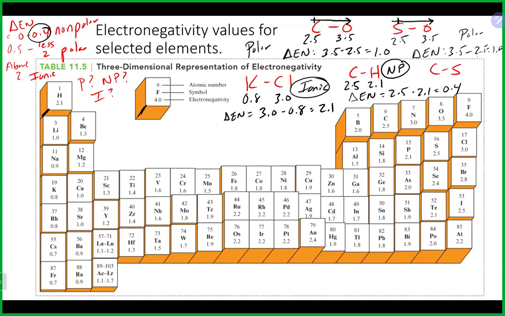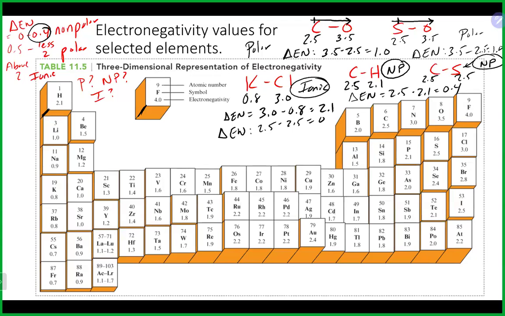Carbon 2.5 on the next one there, and sulfur 2.5. Dare I say, when I do the difference for that one, that's going to be 0, I hope, right? 2.5 minus 2.5. It's going to be 0. That's going to make this bond non-polar. That bond, though, is actually pure covalent, right? It is perfect equal sharing of electrons based on electronegativity values.